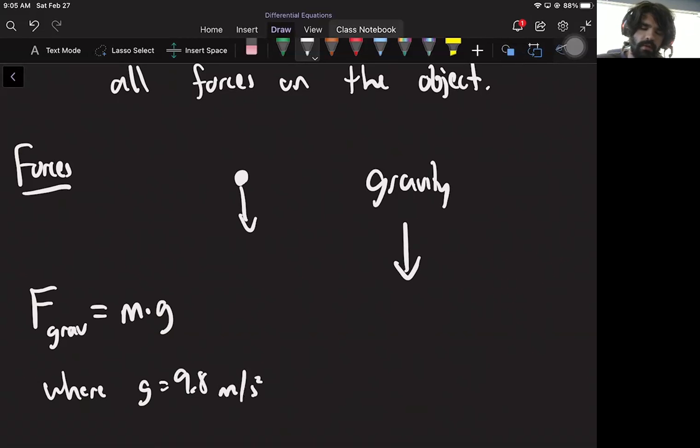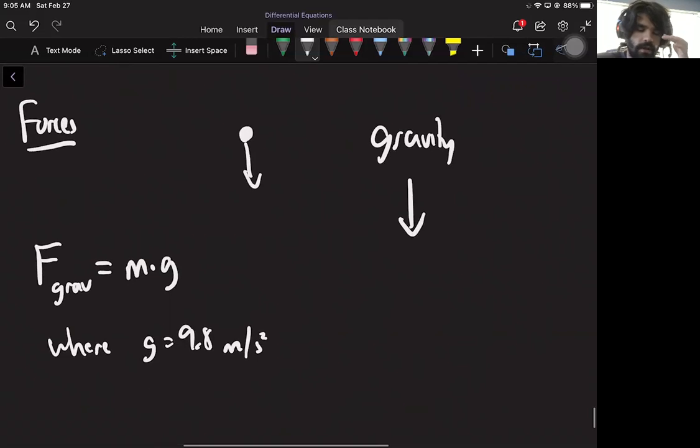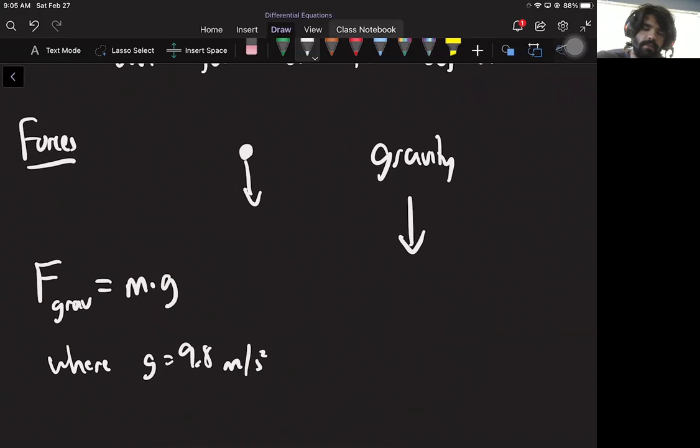Meters per second squared. I'm not going to worry so much about units because I'm not a physicist, but it's just a constant. Mass is another constant, so this is really just a constant here. Okay. So that is pushing the object down.